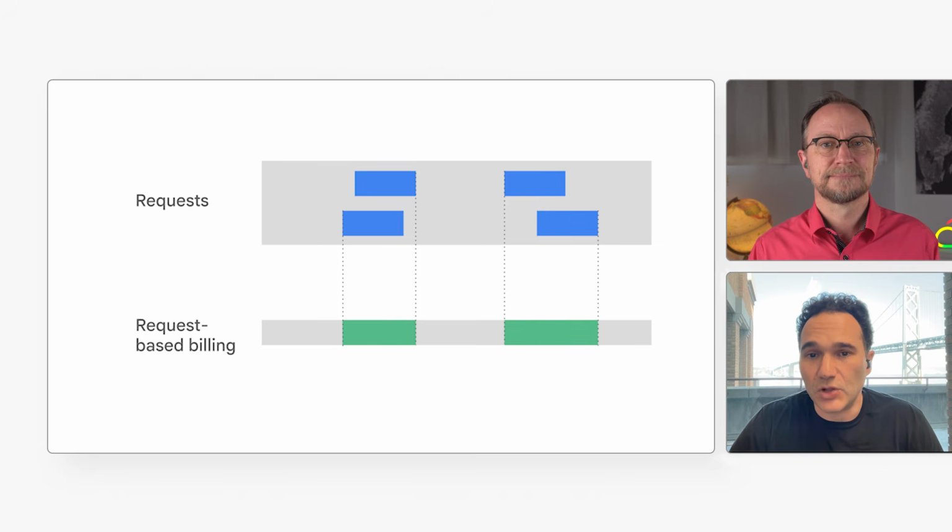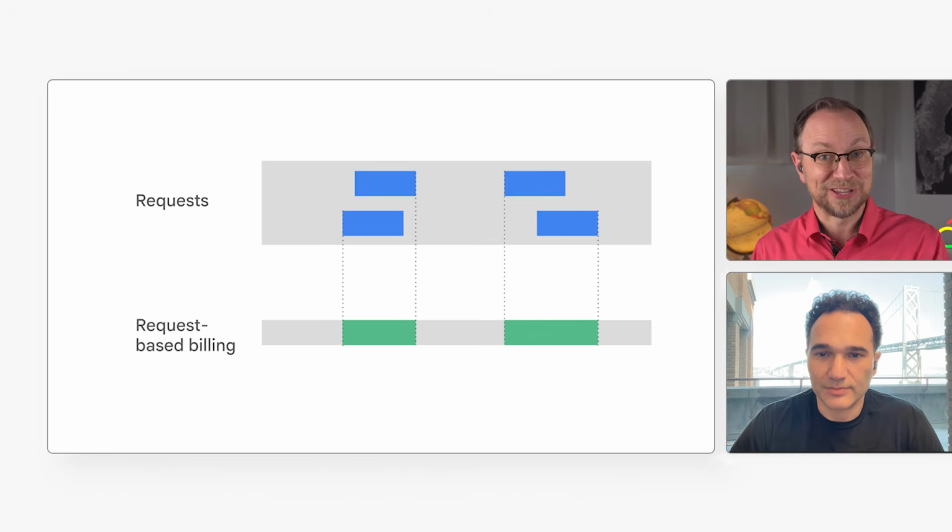It sounds like this billing model makes Cloud Run cost-effective for systems handling low traffic, right? It is, but Cloud Run is also cost-effective for systems handling high traffic, because each instance can handle multiple requests at the same time. And you get billed the same amount for that instance, regardless of whether it's handling a single request or 20 concurrent requests.